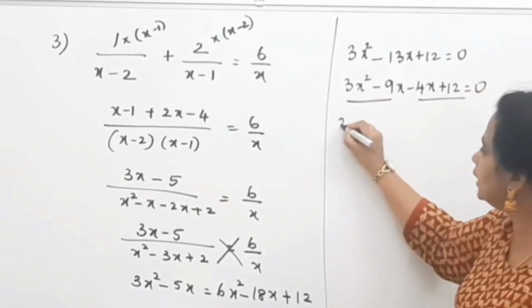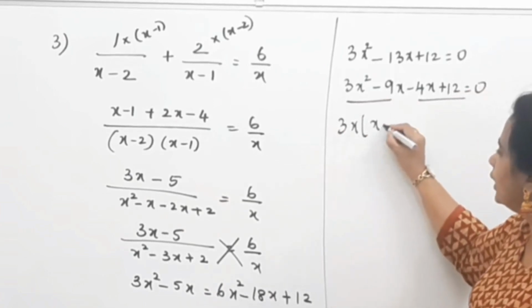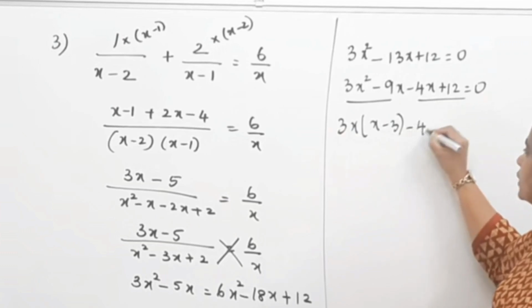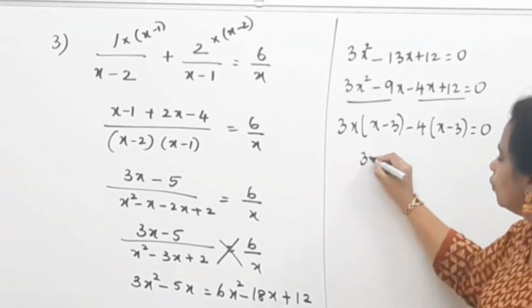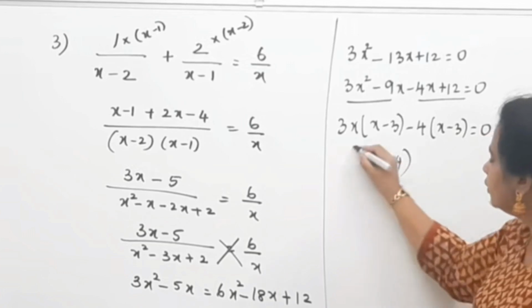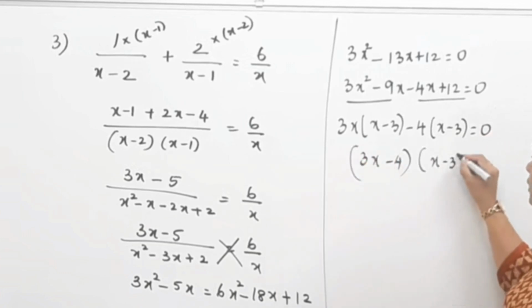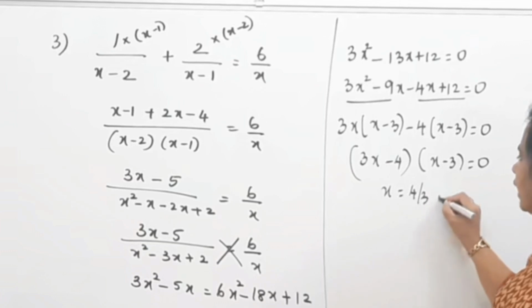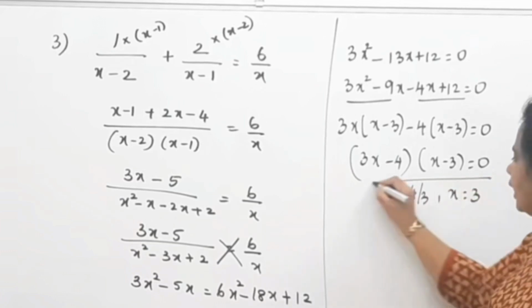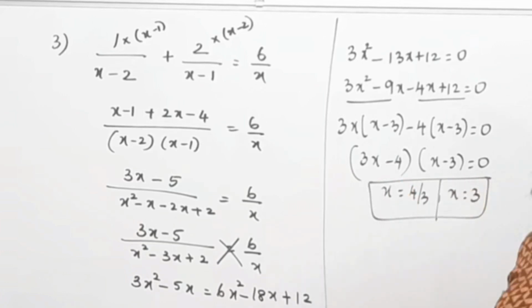Grouping the terms, 3x is taken outside. So x minus 3 minus 4 is taken outside. So again x minus 3 equal to 0. So my factors are 3x minus 4 into x minus 3 equal to 0. So x is equal to 4 by 3 and x is equal to 3. I got my values of x.